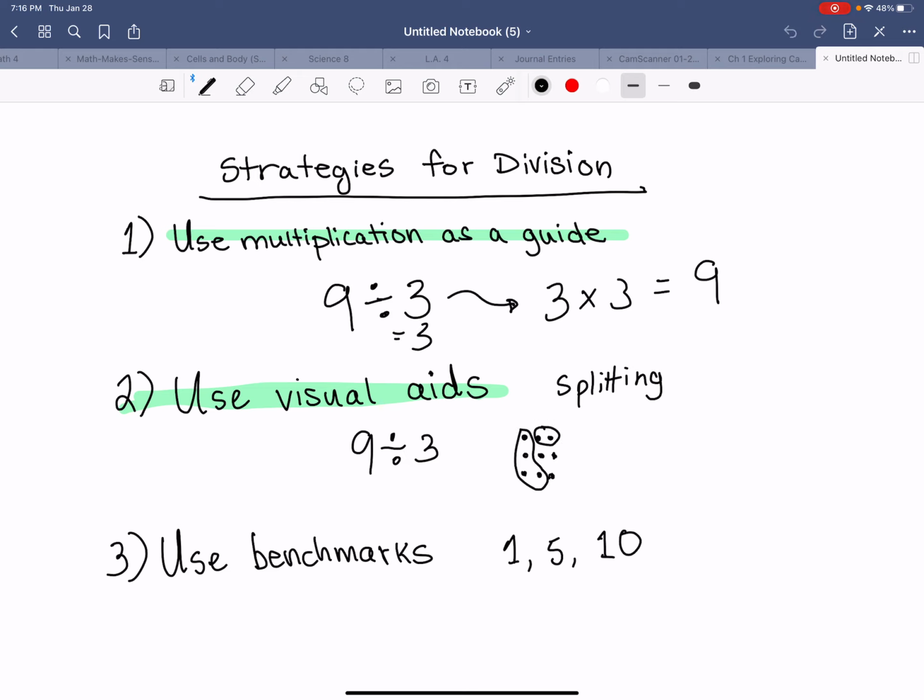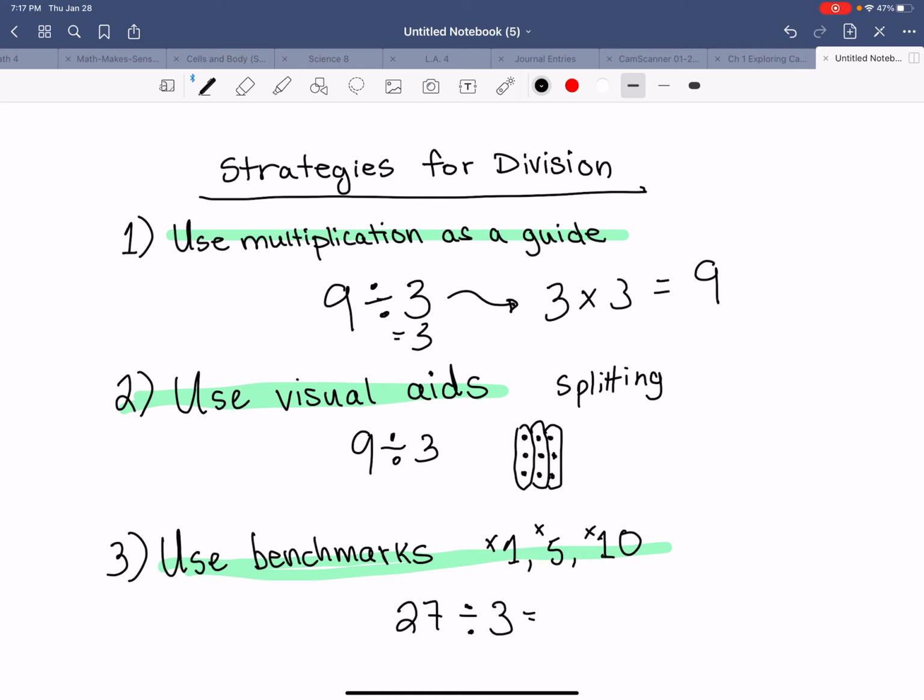The next strategy here is to use benchmarks. So if you're given a question of something like 27 divided by 3, for example. We want to use the benchmarks of the 1 times tables, the 5 times tables, and the 10 times tables to get an idea of what the answer might be close to, an estimation, so that we can narrow down our thought process rather than just counting up as we did at the first question.